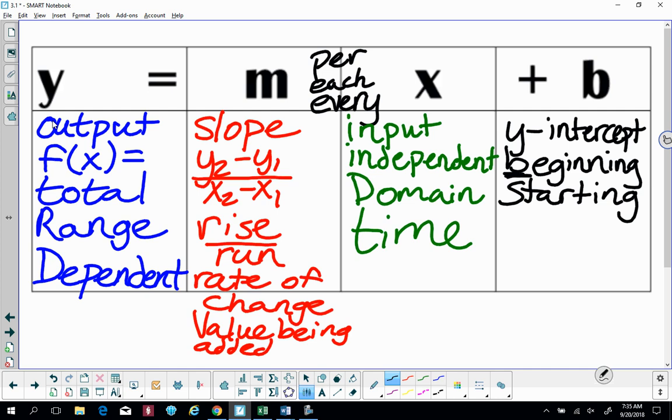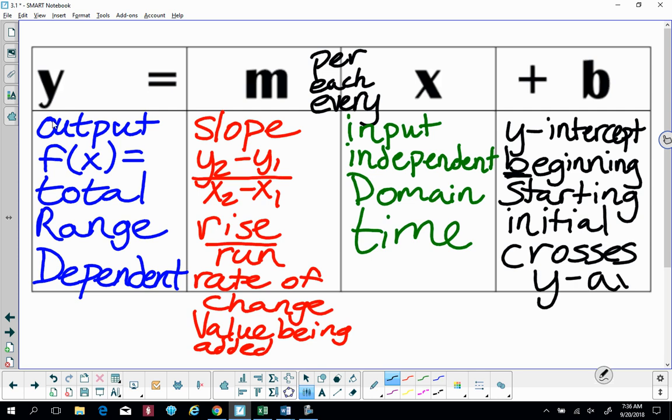Another synonym: initial. This would be your initial value, the first thing you see. Your initials are the first letters of your first, middle, and last name, right? Initial. And this is where, like I said, it crosses the y-axis. Does that make sense?